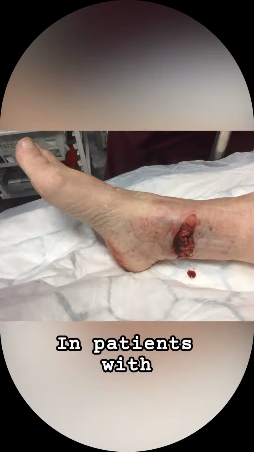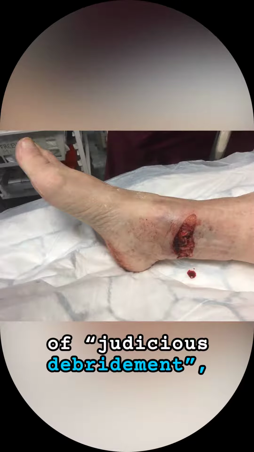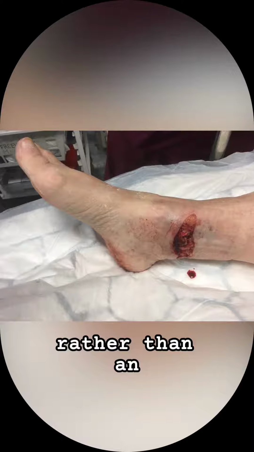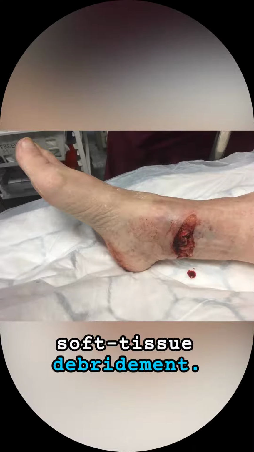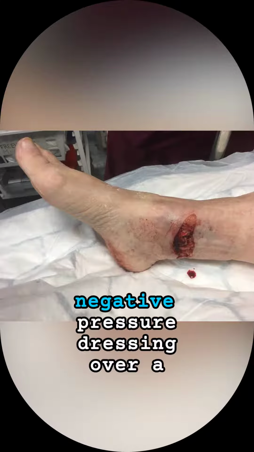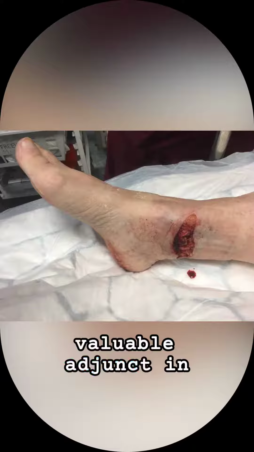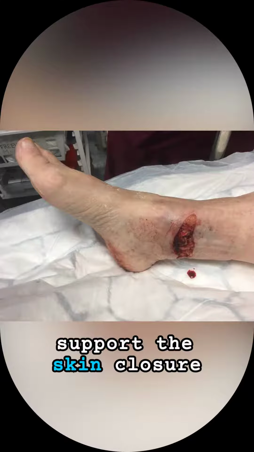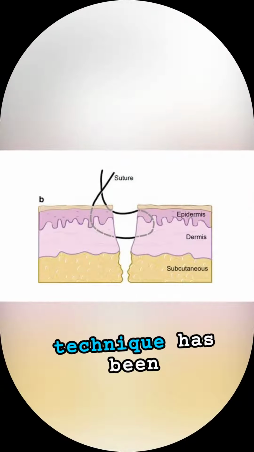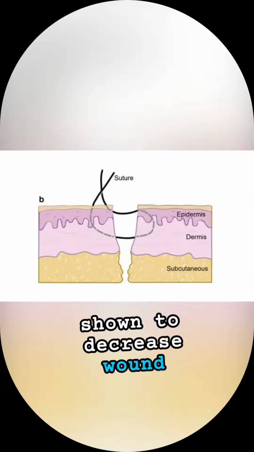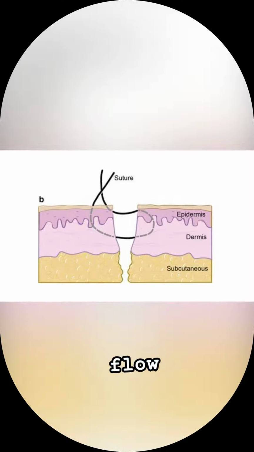In patients with frailty, the panel agreed to advocate a principle of judicious debridement rather than an oncological-style resection in the management of the soft tissue debridement. The use of negative pressure dressing over a closed wound is a valuable adjunct in high-risk wounds to support the skin closure and neutralize tension. The Allgöwer-Donati suture technique has been shown to decrease wound tension and have the lowest impact on capillary blood flow.